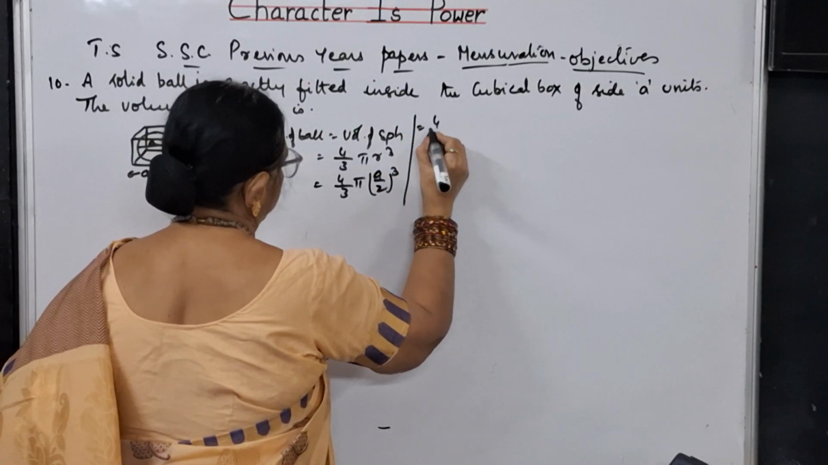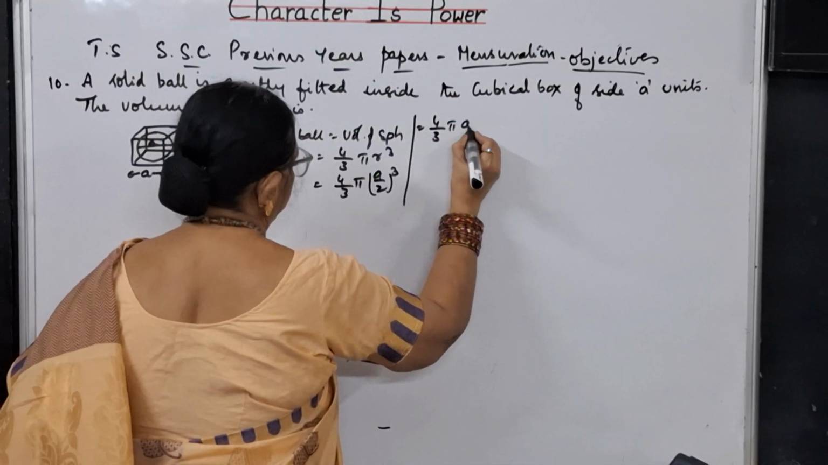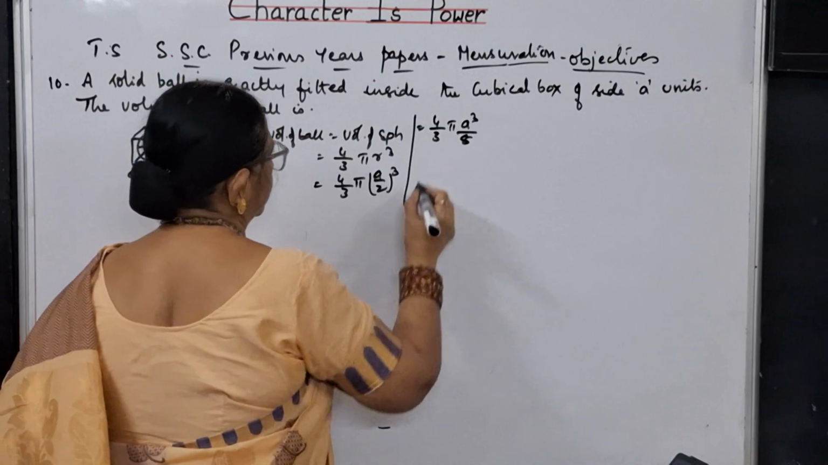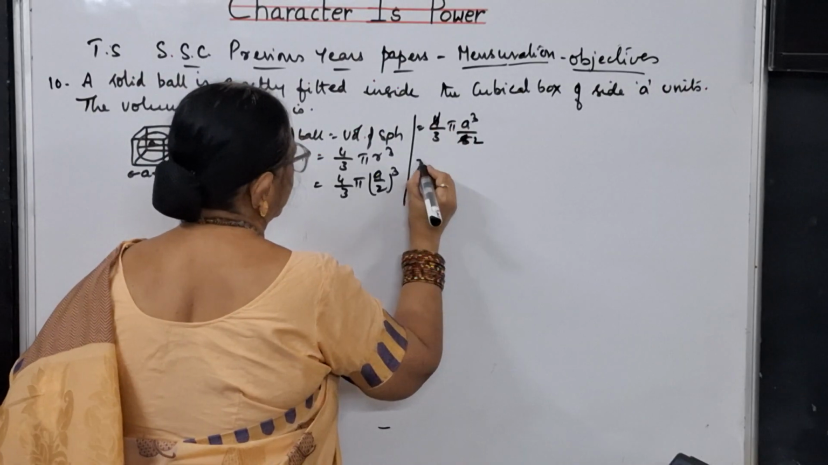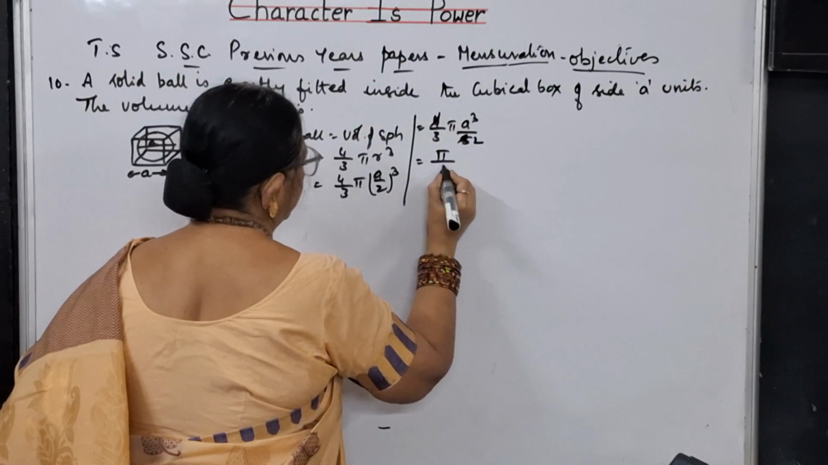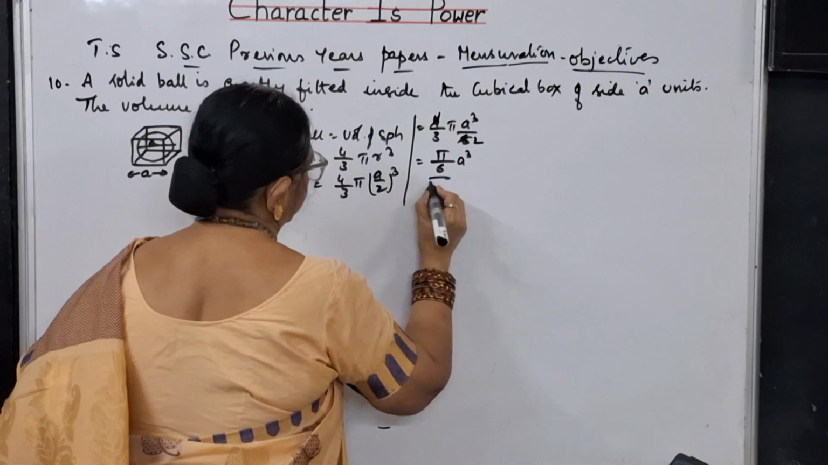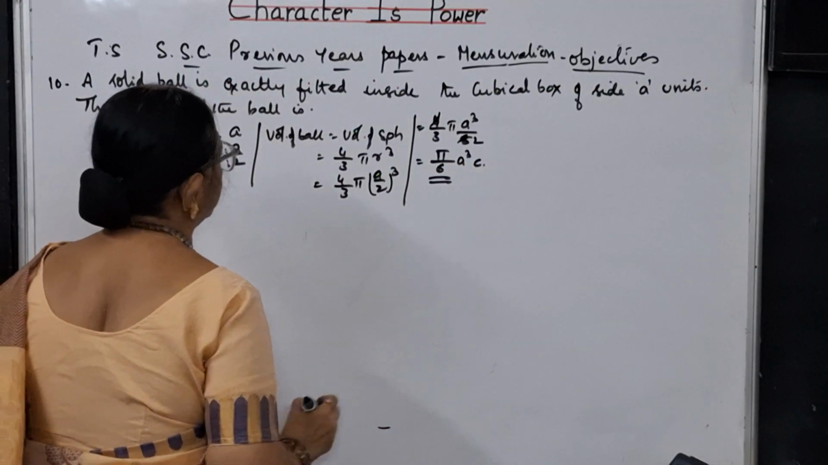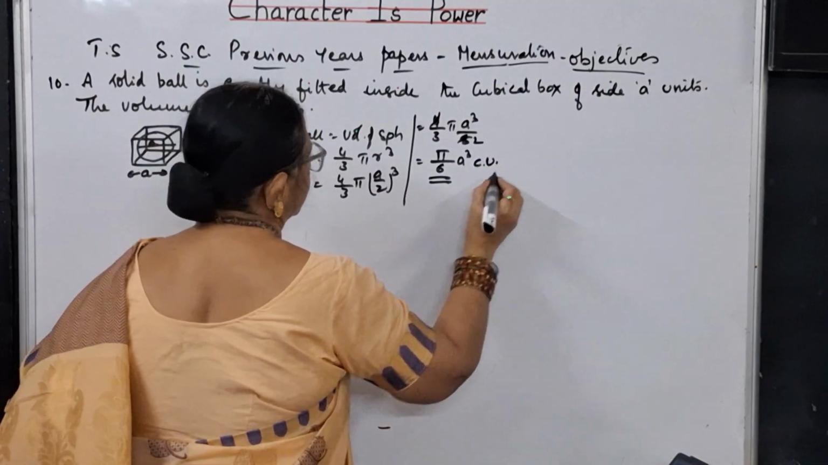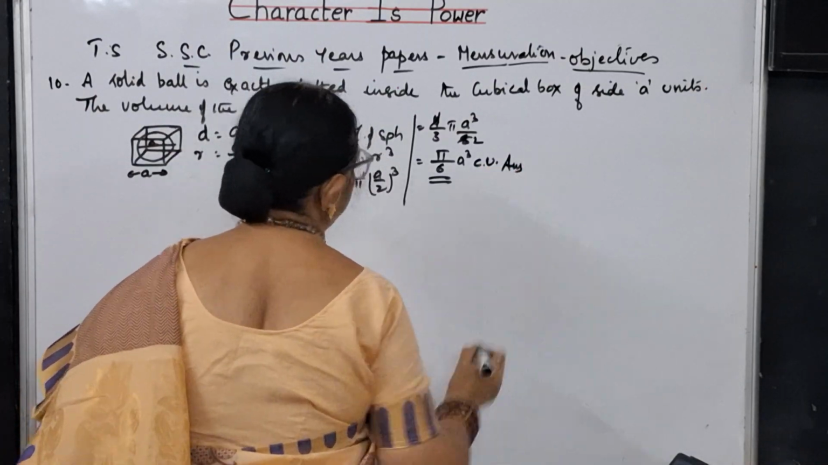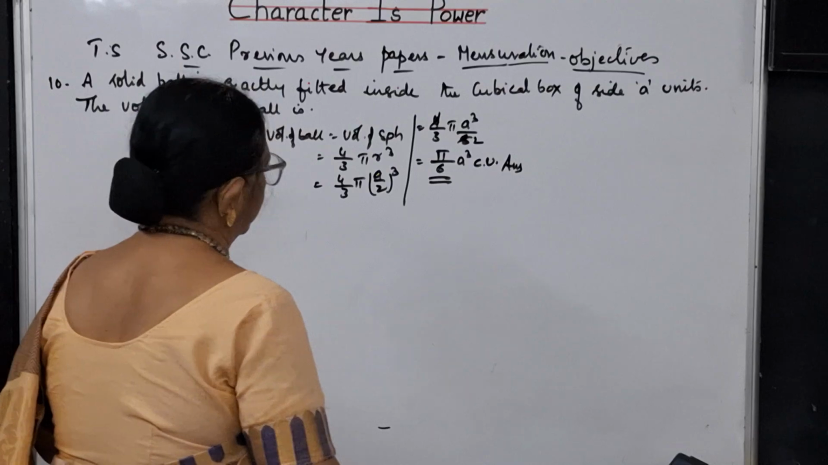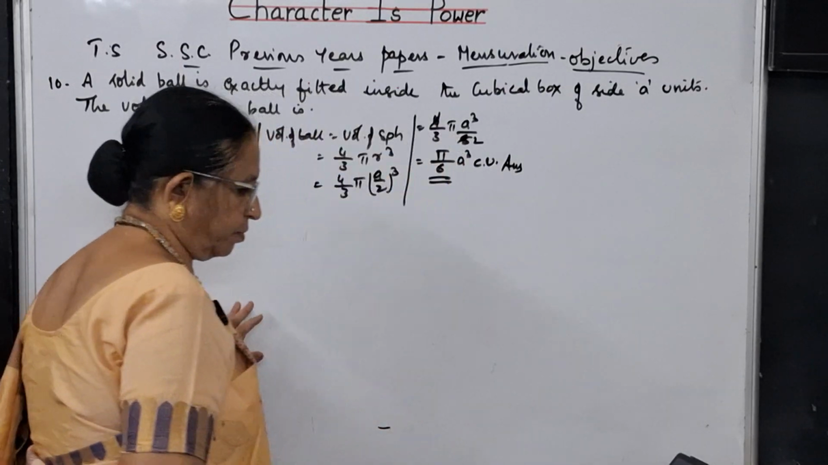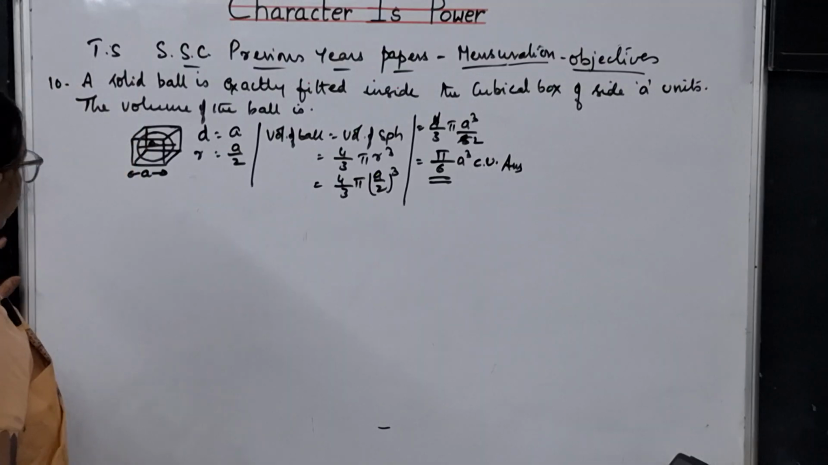Means 4 by 3 pi A cube by 8. 2 cube means 8. 4 1s are 4, 4 2s are 8. That is pi by 6 A cube. This many cubic units. A units they said, so cubic units is the answer. So pi by 6 A cube units is the answer. Now 11th one.